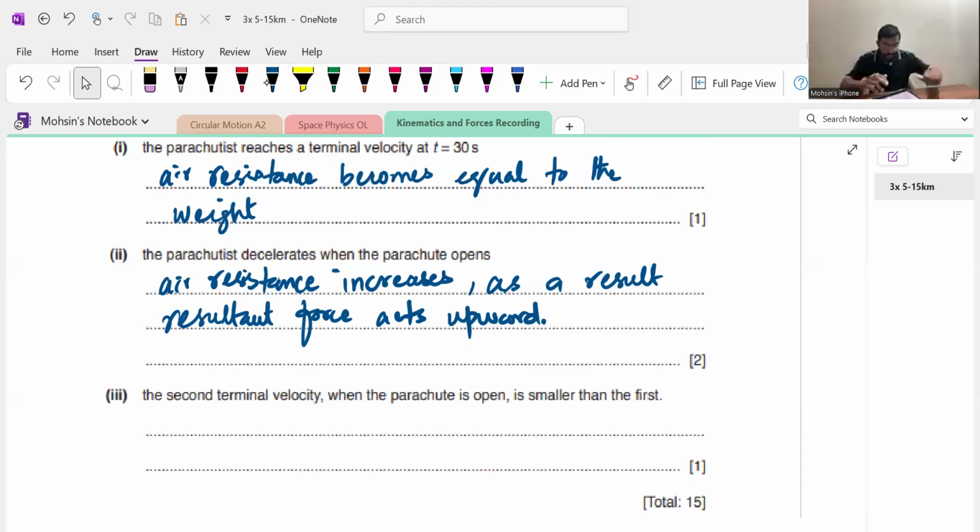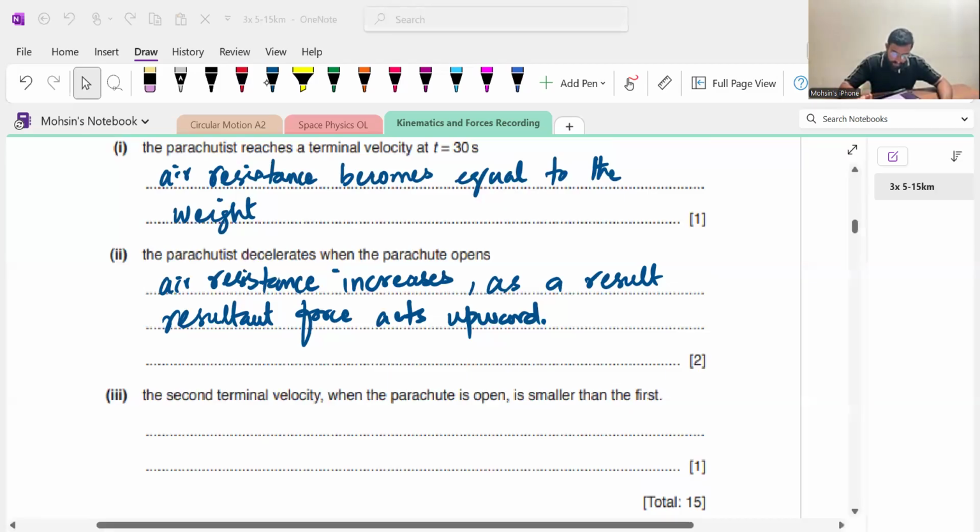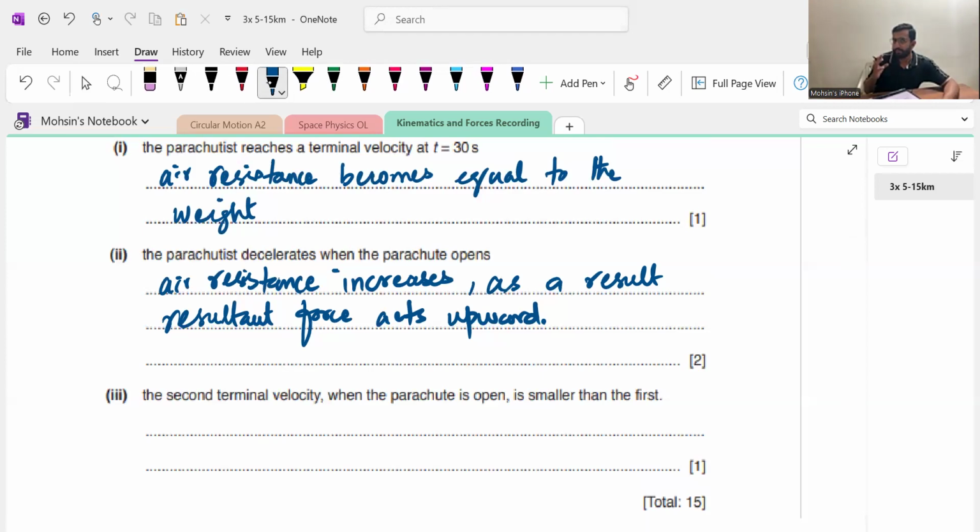So they are asking why the second terminal velocity when the parachute is open is smaller than the first one. So what we are going to write is that air resistance decreases due to a decrease in speed, and it again becomes equal to the weight. Air resistance decreases due to the decrease in speed, then it again becomes equal to the weight, but now because the speed has decreased, it will be less speed than before.